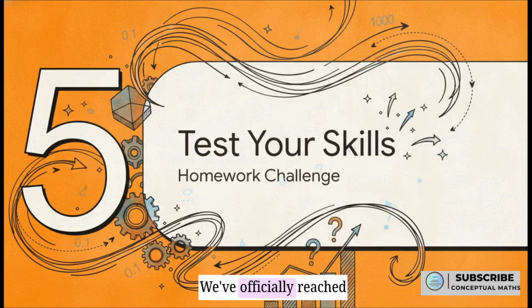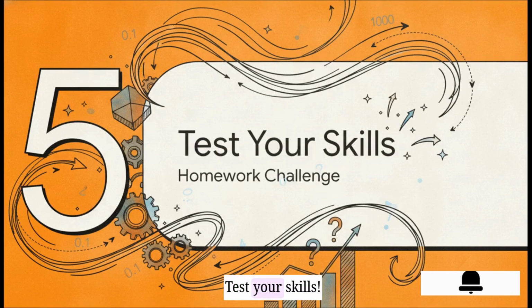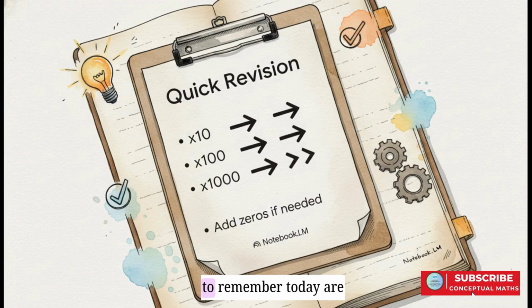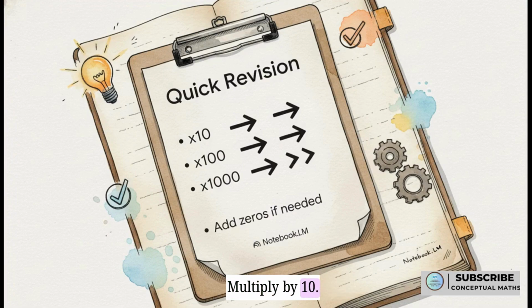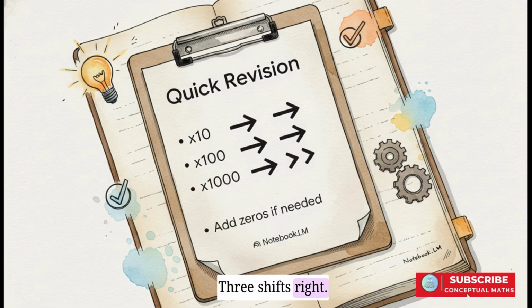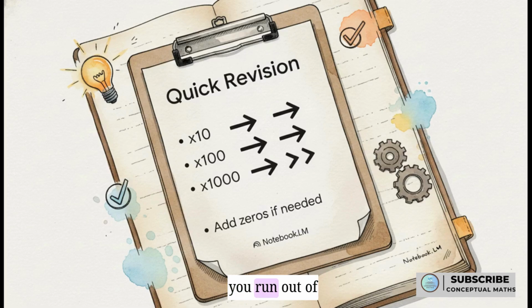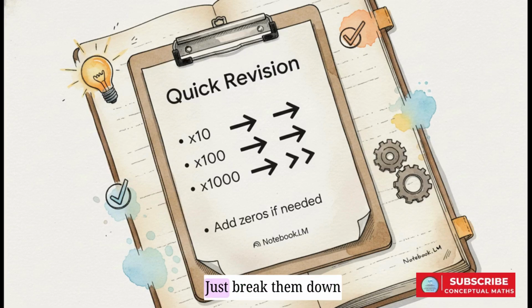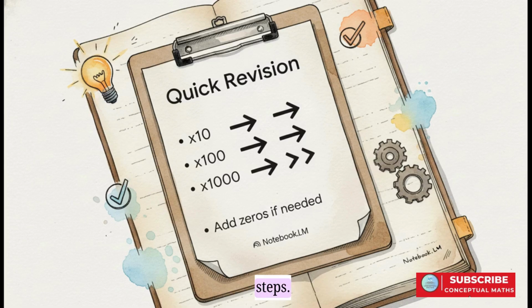All right, we've officially reached Section 5. Test your skills. It's time to recap. So the absolute crucial points to remember today are: multiply by 10, it's 1 shift right. Multiply by 100, that's 2 shifts right. Multiply by 1,000, 3 shifts right. Always remember to add zeros if you run out of digits during your jumps. And lastly, never panic at word problems. Just break them down into those 2 easy steps.